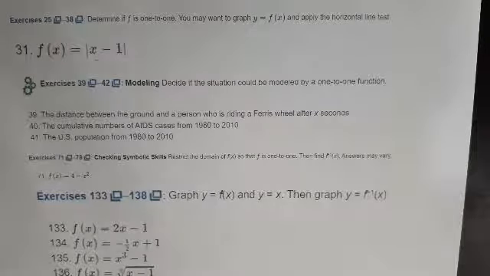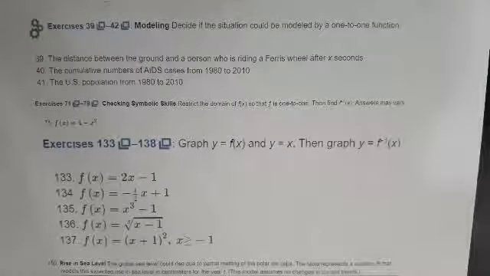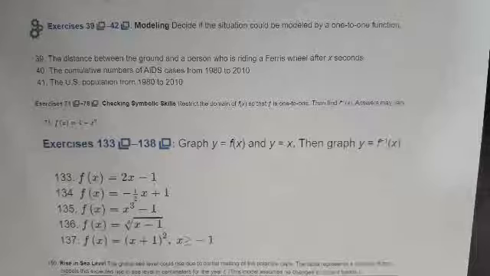Okay. Decide if the situation could be modeled by a one-to-one function. These might make you think for a second. The distance between the ground and a person who is riding on a Ferris wheel.